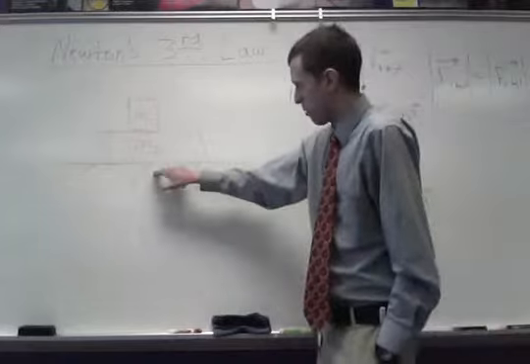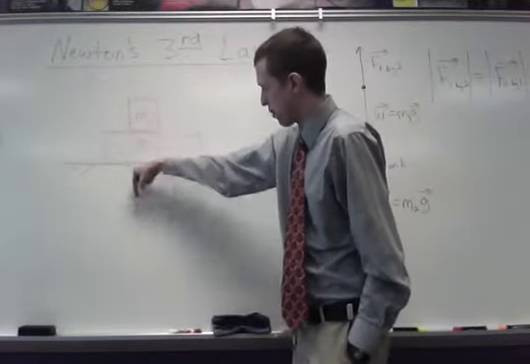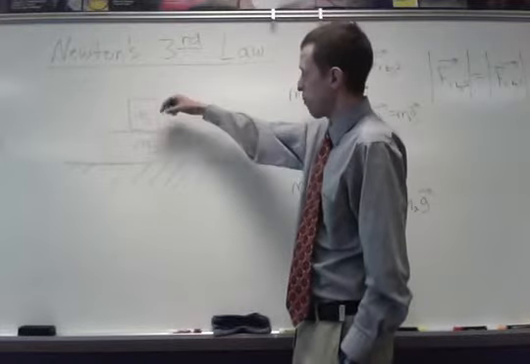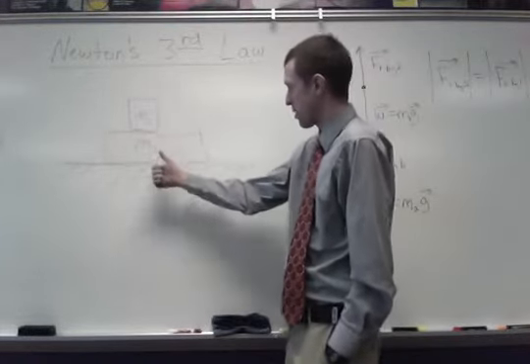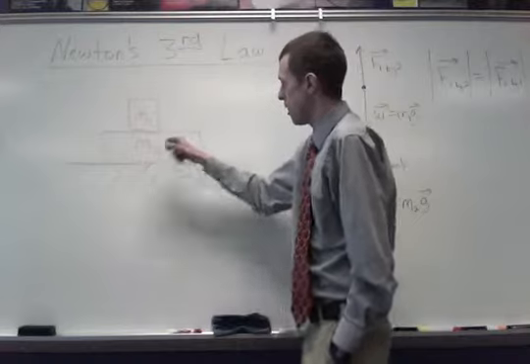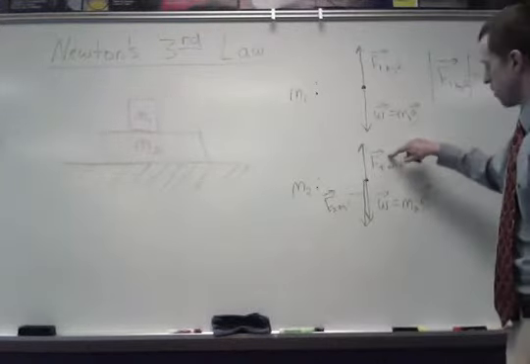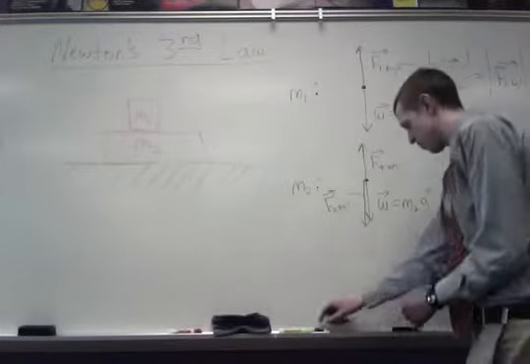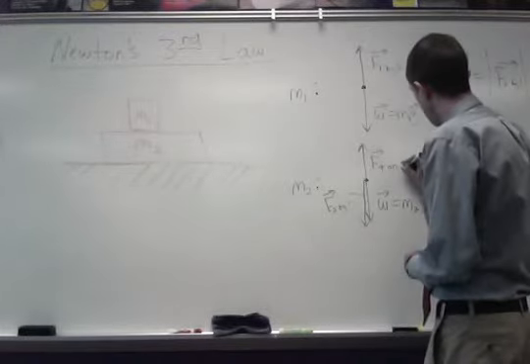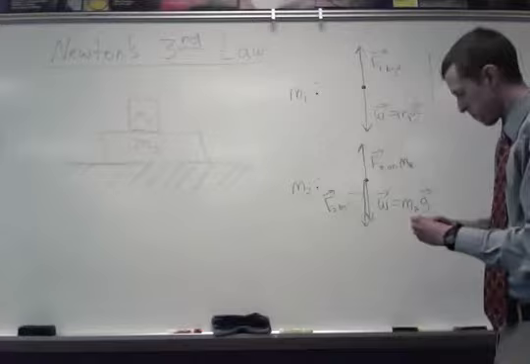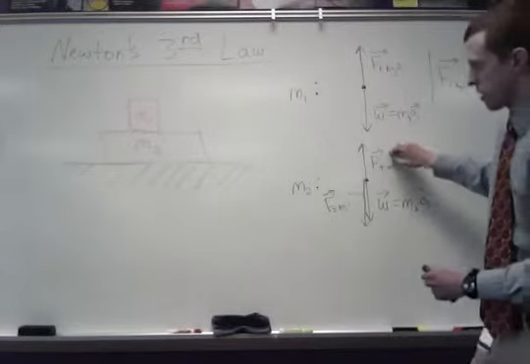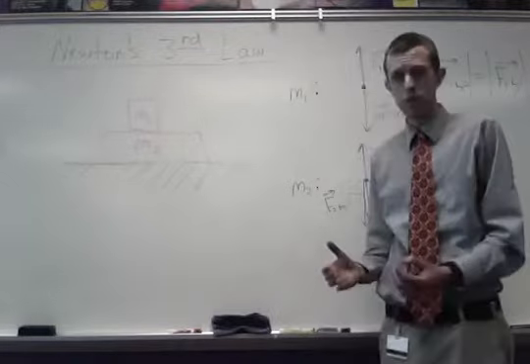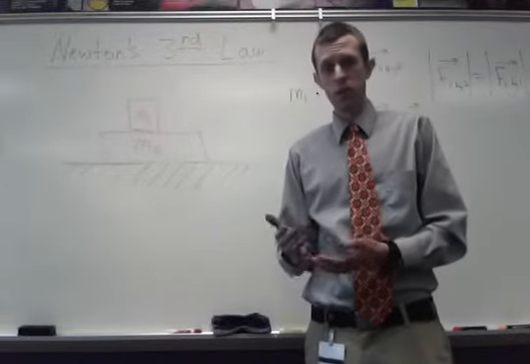We've also got the table involved here that's feeling a force downward in direct contact with m2. And that force downward on the table is exactly equal to the force upward on m2. That's the force from the table on the book. I should change that to m2, I guess. So this force has to be equal to the force downward on the table. Now that's true even if we have acceleration going on here.